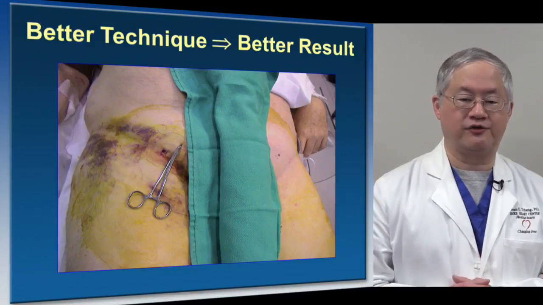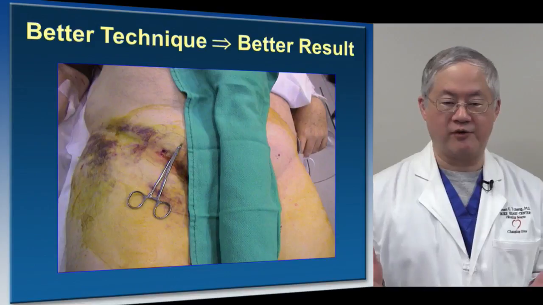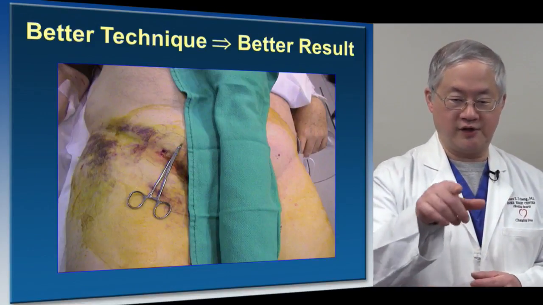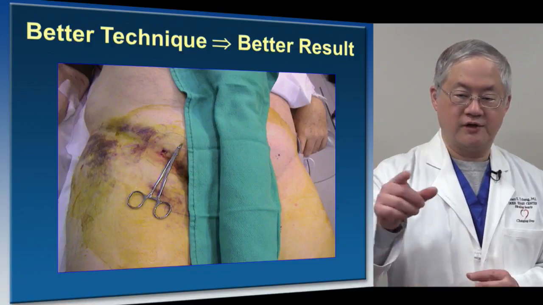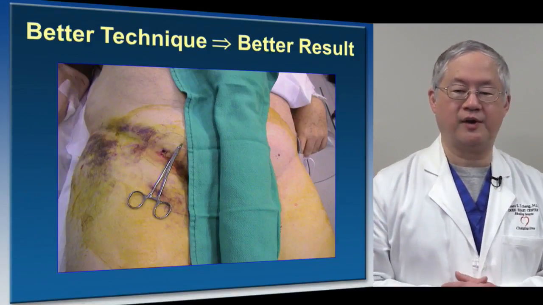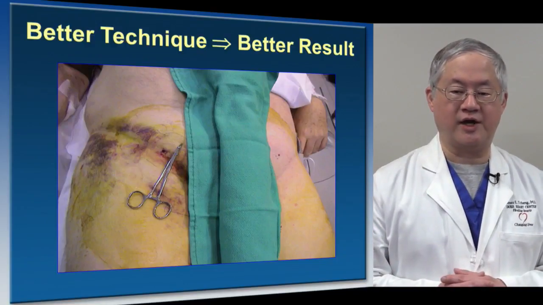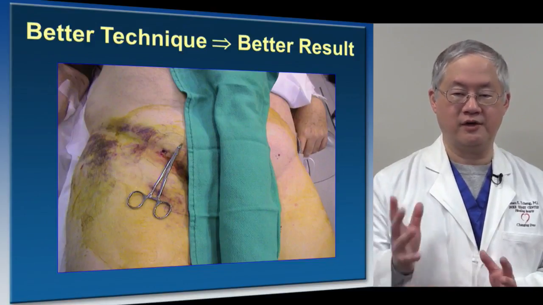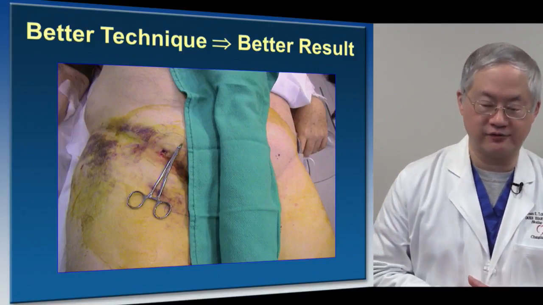Better technique really does result in a better result. This is a patient who had 2 femoral artery punctures. If you look on the patient's right side, you can see that the first puncture was made approximately in the inguinal crease. The second puncture on the left side was made about 1.5 centimeters, maybe 2 centimeters higher. Better technique on the left-hand side, that is accessing the femoral vessel exactly on top of the femoral head, resulted in better hemostasis and a much happier patient and a better result.